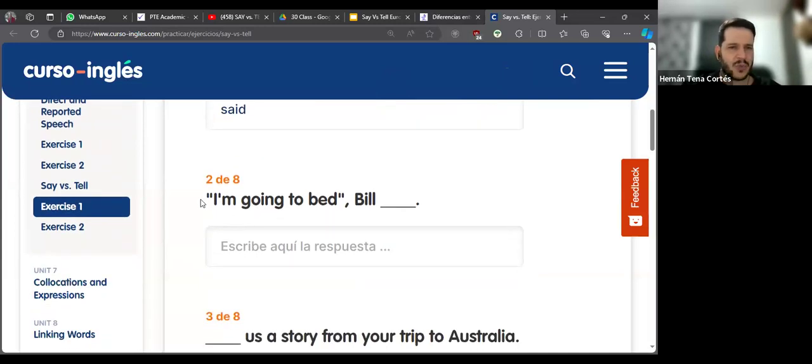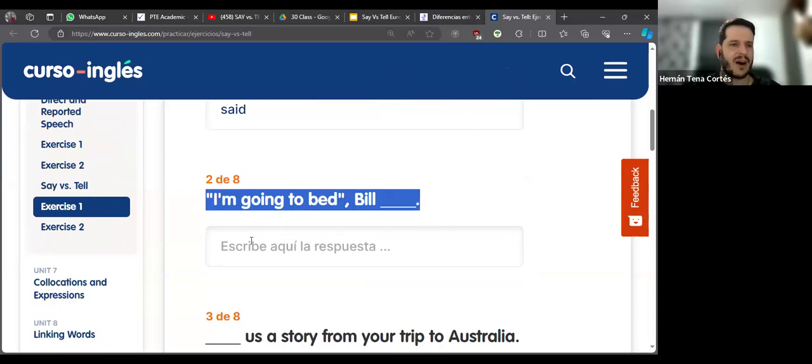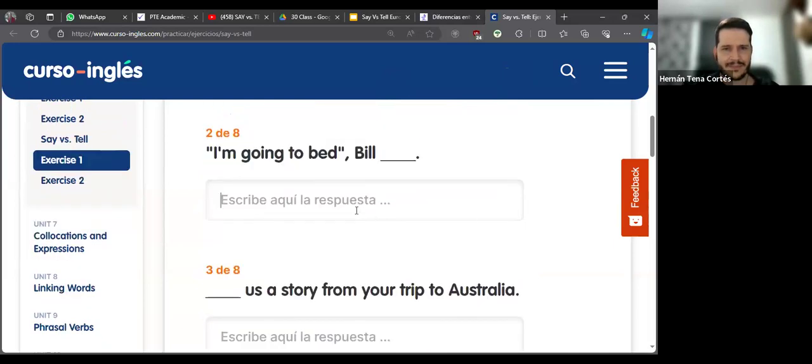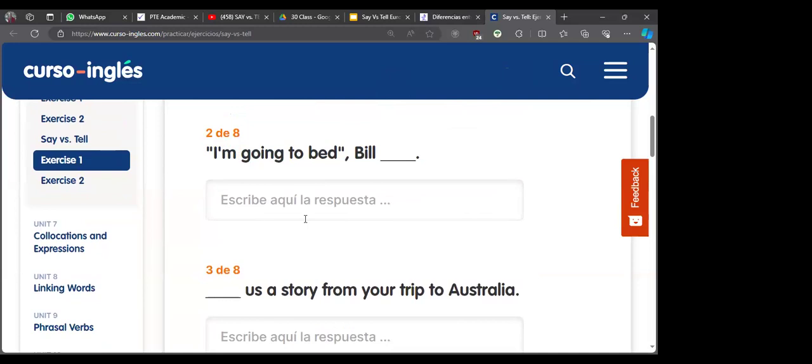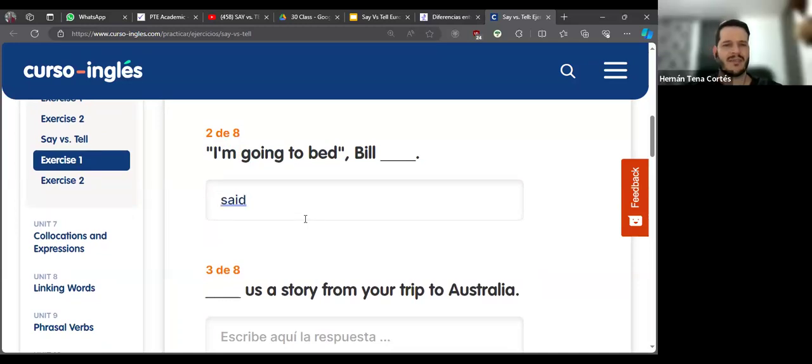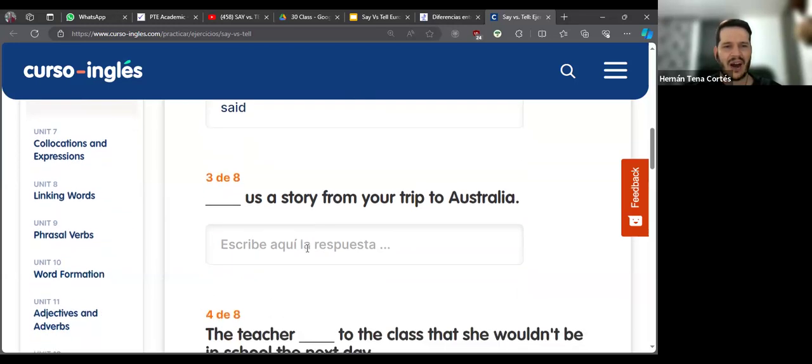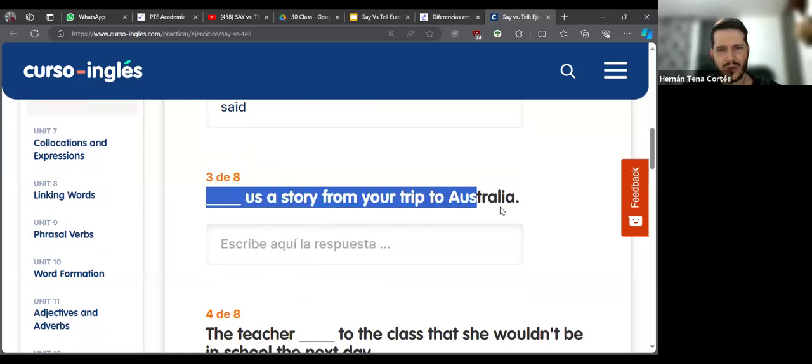Gabriel, do you want to try this one? I know you weren't here, but you want to try? Say. Very good. I'm going to bed, Bill said. Yeah, he said. Eso es lo que dijo. Very good. Ahí estamos transmitiendo lo que él dijo. All right, very good. All right, let's go with this one. I'm going to ask Alfonso. Alfonso, try number 3, please.